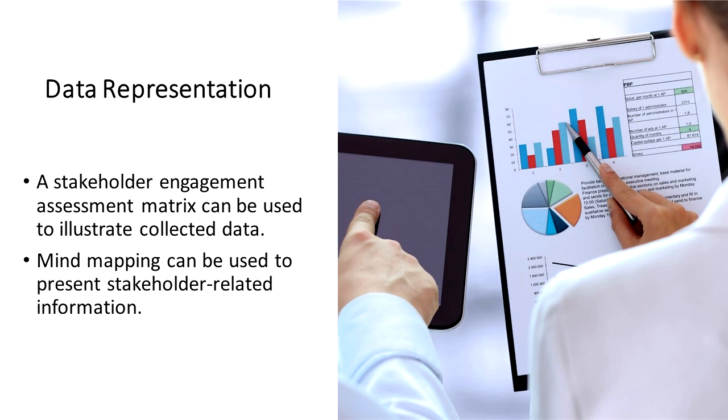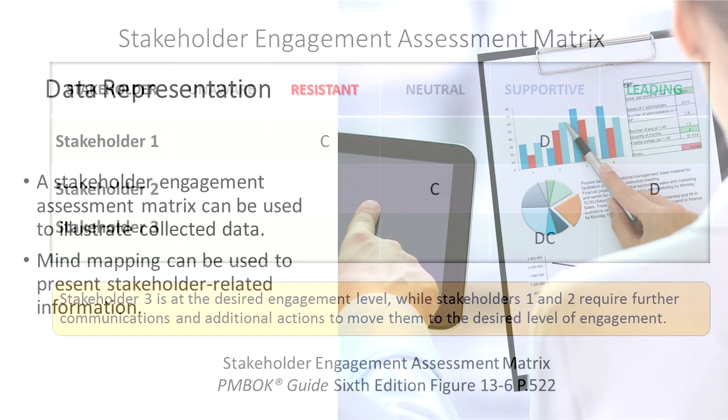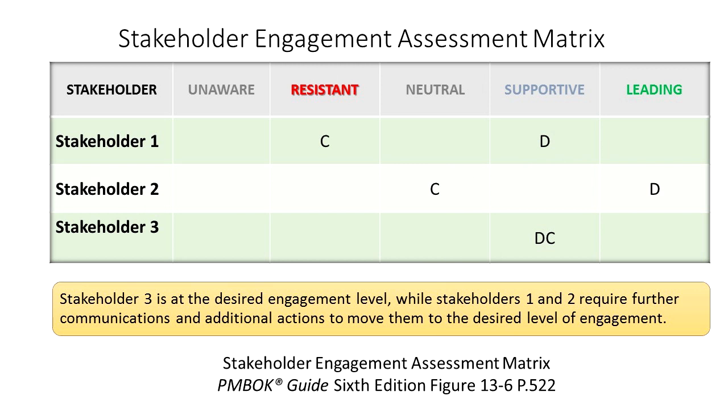The other one, as I mentioned, is the Stakeholder Engagement Assessment Matrix. It shows you where the stakeholders are and where you want them to be. C stands for current. They are currently unaware or currently resistant or currently neutral. But D stands for desired, where you really want them to be. You want them to be in a supportive role. You want them to be in a leading role sometimes.